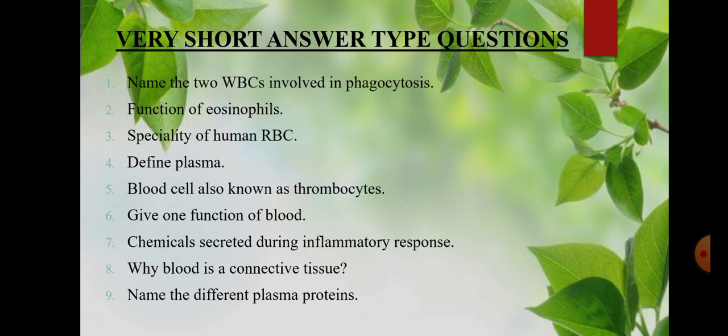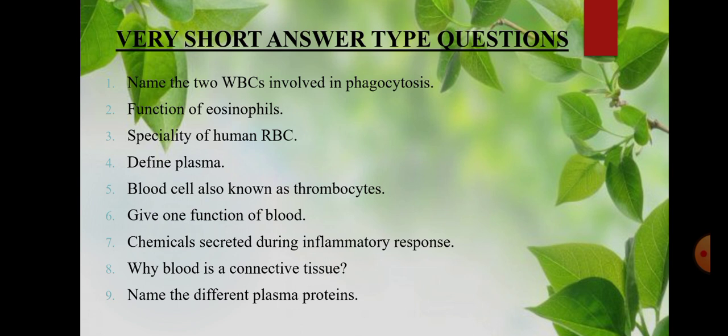Now what is the speciality of human RBC? Human RBC is devoid of nucleus and has a biconcave shape, and this biconcave shape is mainly for the transport of oxygen. Now define plasma. So plasma is a straw colored or pale yellow colored fluid which is viscous in nature, and 55% of the total blood is composed of plasma.